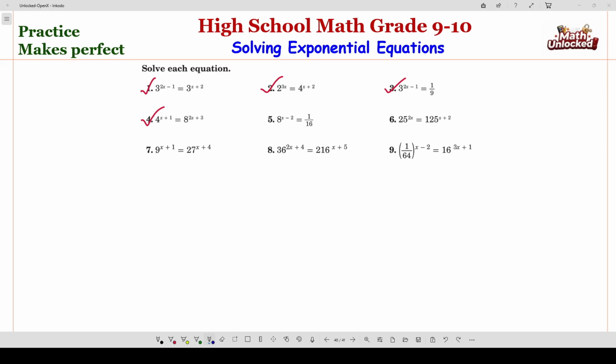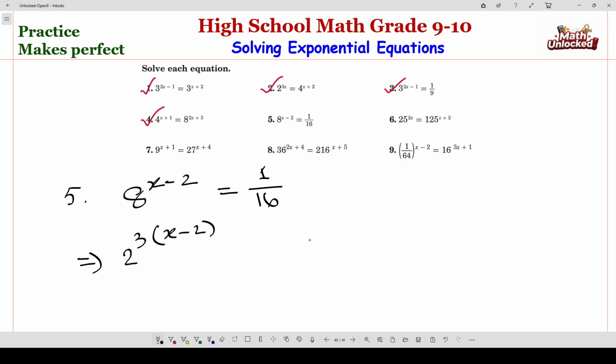Solving exponential equations. Today's first question: 8 to the power x minus 2 equals 1 divided by 16. We can solve any math in lots of ways. Here we are trying to follow this: 8 we can write as 2 to the power 3, times x minus 2, equal to 1 divided by 16. This one we can write as 1 divided by 2 to the power 4.